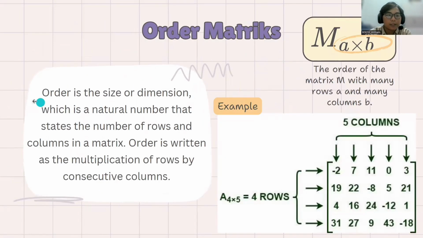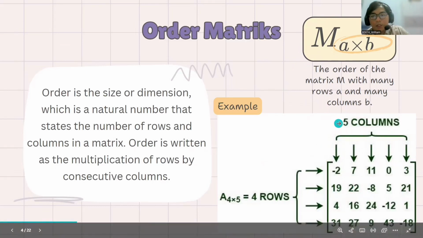Next, order of matrix. Order is the size or dimension, which is a natural number that states the number of rows and columns in a matrix. Order is written as a multiplication of rows by consecutive columns. Here, matrix M is A multiplied by B, the order of the matrix M with A rows and B columns. This is an example, 5 columns and 4 rows.